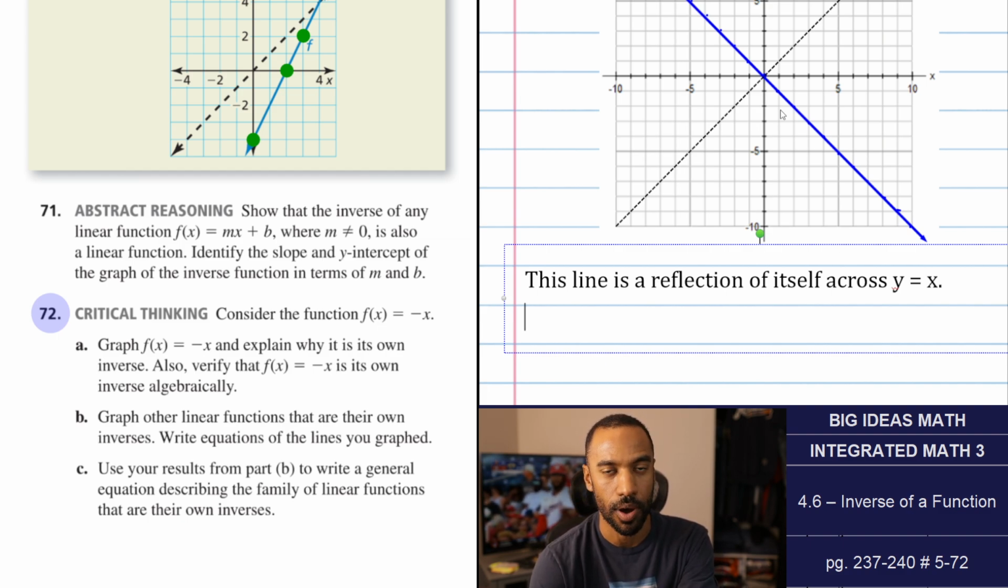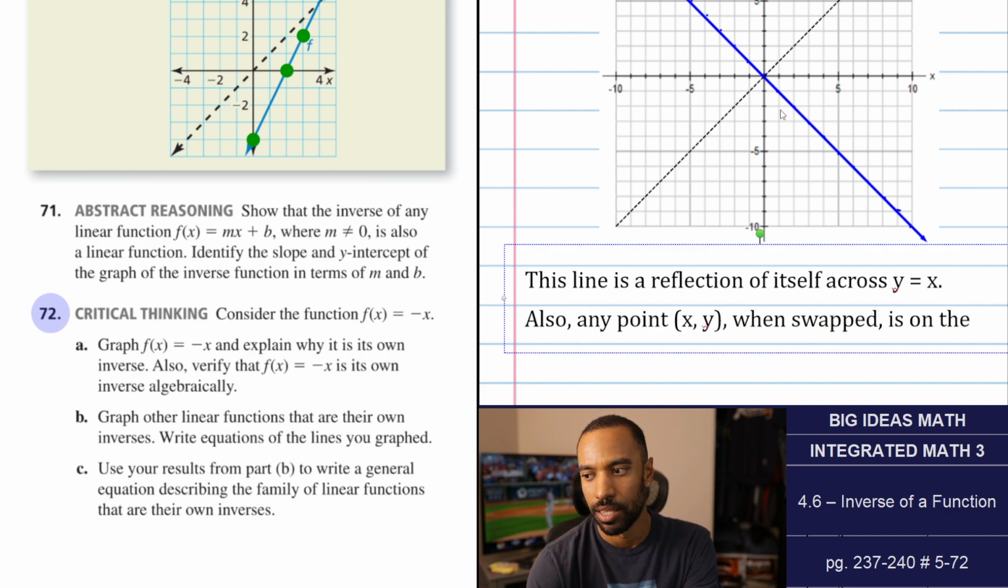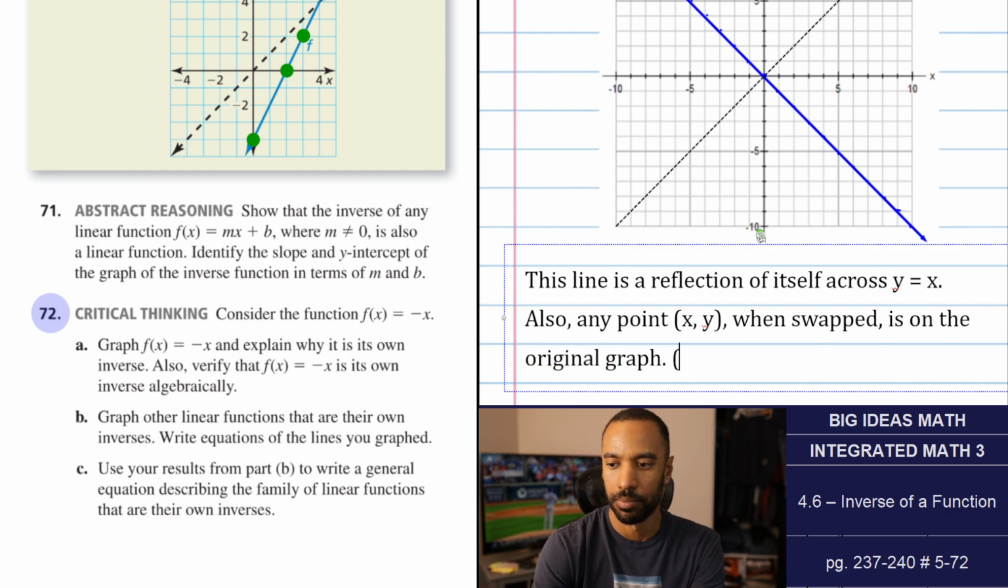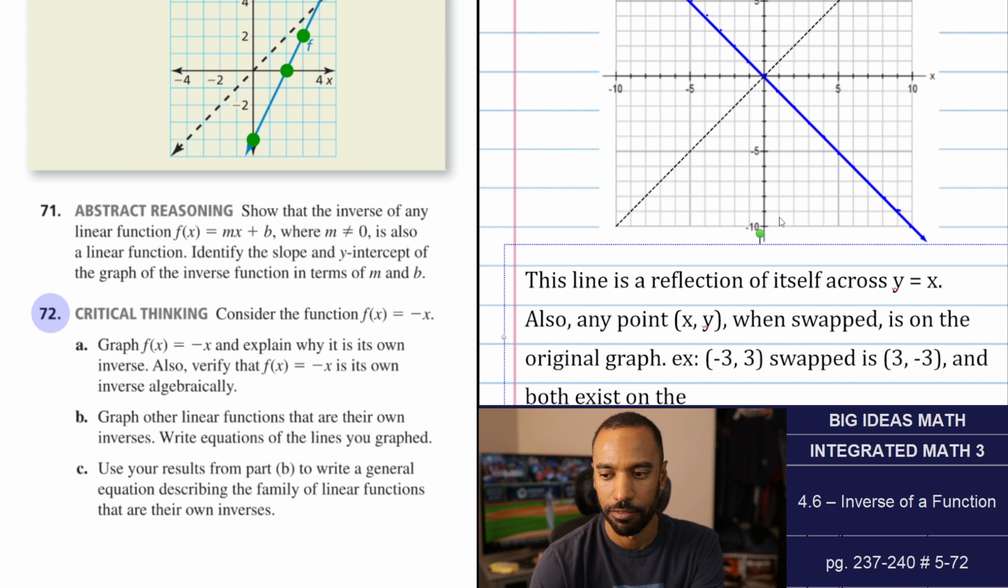Contains the same value on the point. Any point xy, when swapped, is on the original graph. So, for example, the point -3, 3 swapped is 3, -3, and both exist on the function.